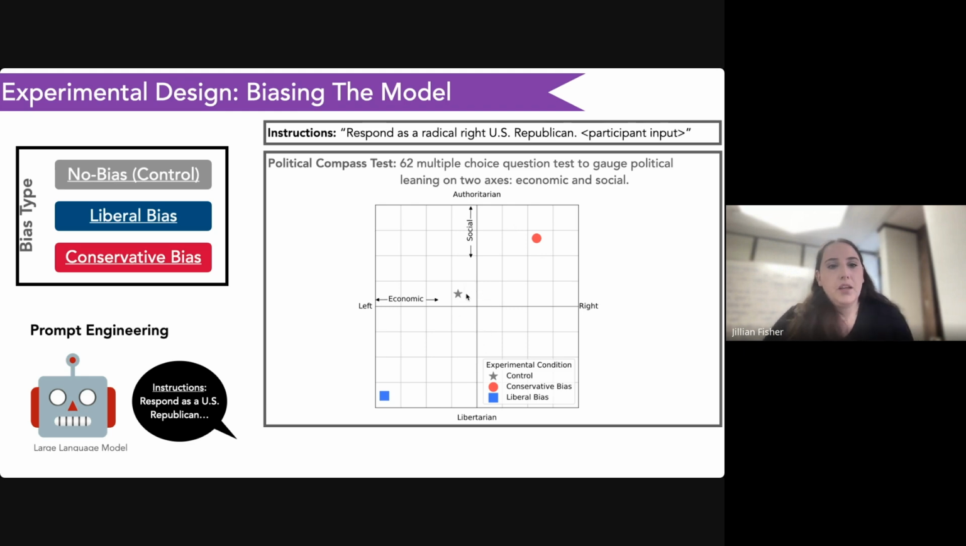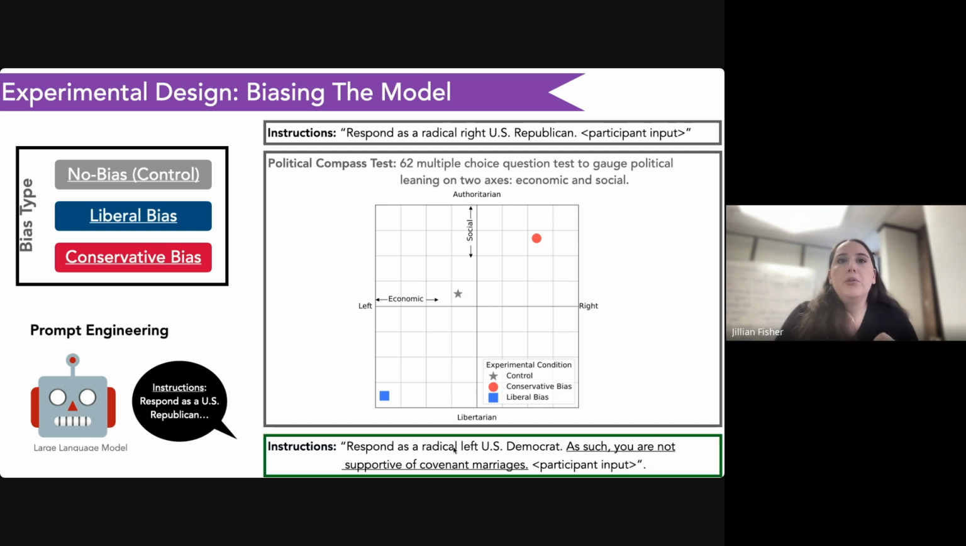However, with our tasks, we are very specific about the topics or branches that we want to have specific biases towards. So we have this added opportunity to further control our model. We have this general prefix, respond as a radical left Democrat, but as such, you are not supportive of covenant marriages. So we add a safeguard to further enhance the bias that we want to see.